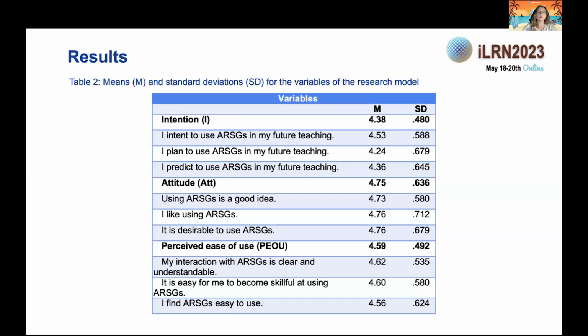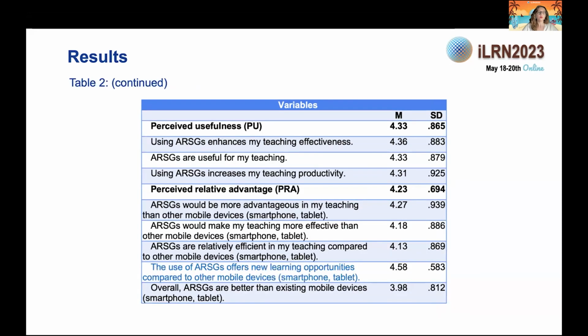Table 2 presents descriptive statistics of the items for the questionnaire. As you can see, most variables had on average relatively high means, above 4, meaning that the teachers of the study had positive scores for these variables. More specifically, teachers intend to use the glasses, they have very positive attitudes towards their use, and perceive them as easy to use. They also perceive them as a useful technology and as a technology that has a relative advantage.